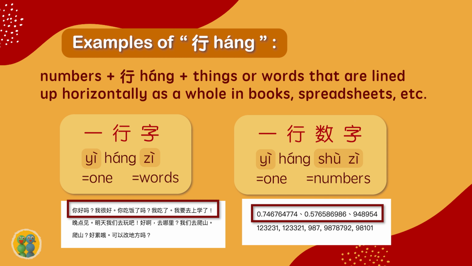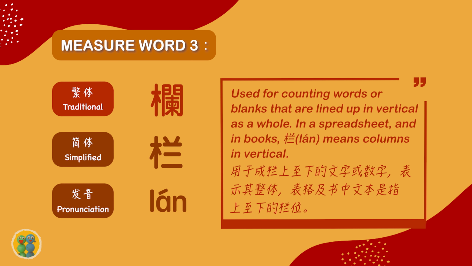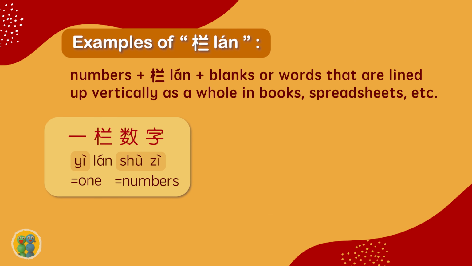一行数字. It means one. 数字 means numbers. The third measure word is 栏. Lan is used for counting words or blanks that are lined up in a vertical as a whole. In a spreadsheet and in books, lan means columns in vertical. We can see the examples here.